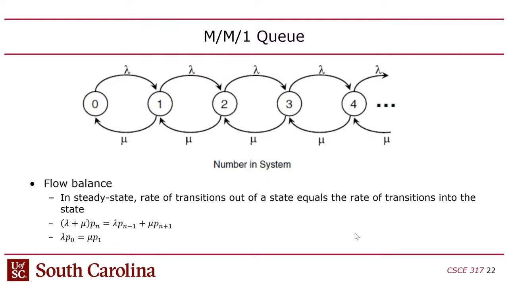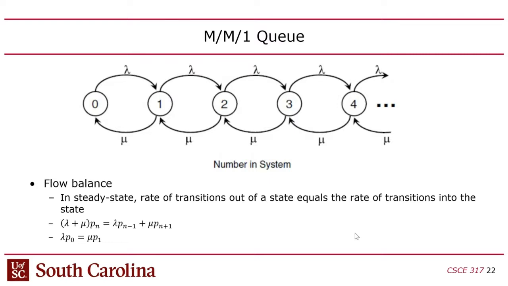So the probability of state n multiplied by the sum, and now I'm using the splitting property to multiply the sum of the outgoing rates of state n with the probability that the system is in state n. So that's mu plus lambda times p of n. So basically, I'm going to equate, I'm going to set these two values equal.